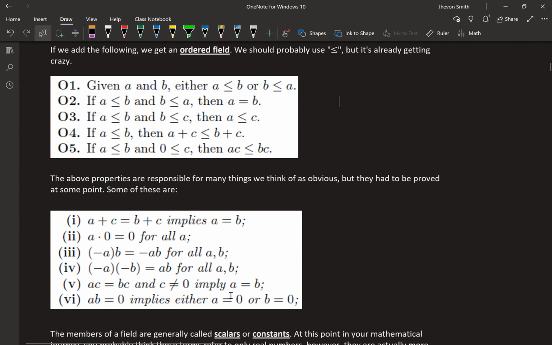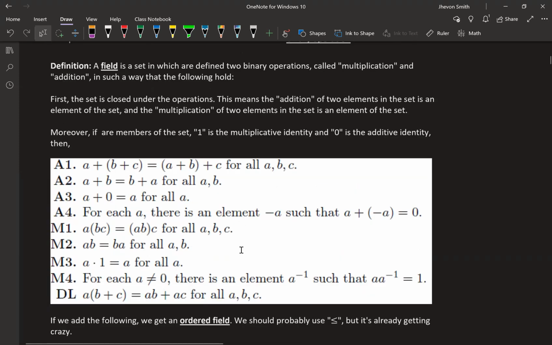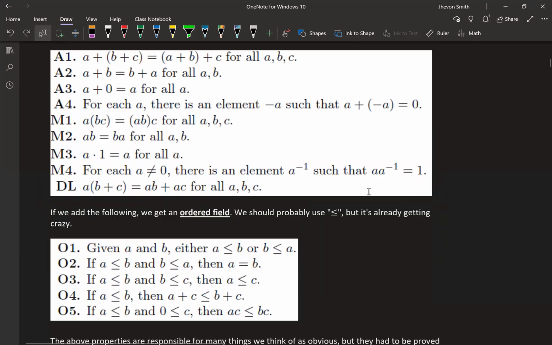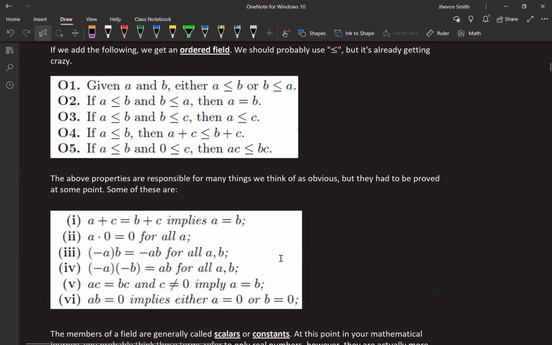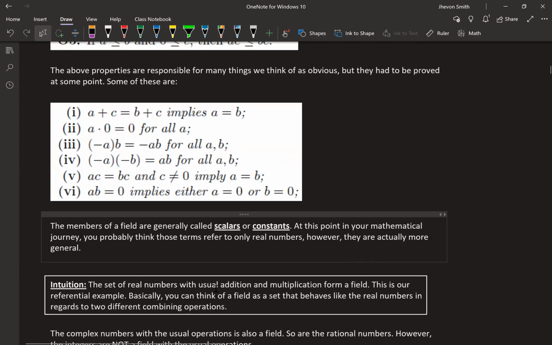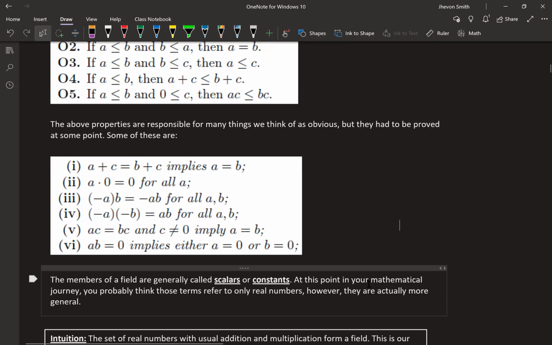If A times B equals 0, then either A equals 0 or B equals 0. We take these things to be obvious, but they're actually not. You can actually prove these things by using the properties up here. So these are the properties that define a set like the real numbers, and these are consequences of those properties. By the way, the members of a field are what we call scalars or constants. And again, when you hear scalar or constant, everyone tends to think real numbers, but it's actually more general than that. They don't have to be real numbers. For us, every time I say scalar, I really mean a real number, but it can be a more general thing.